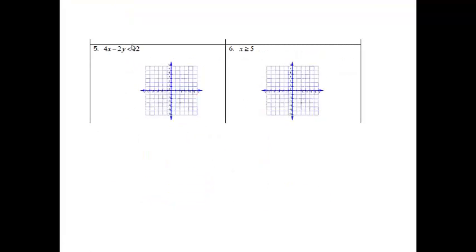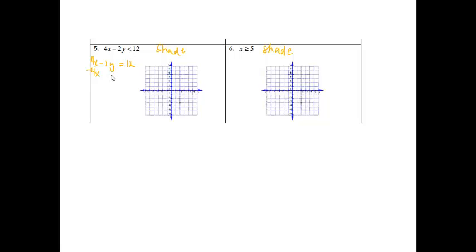Okay, problem 5, 4x minus 2y is less than 12. I will put on this one that we're going to shade because there's a less than sign. And same thing on number 6, we're going to shade because there's a less than sign. 4x minus 2y is less than 12. We do need to make it say y equals in order to graph this one. So I'm going to write 4x minus 2y equals 12. I really don't care that it says less than right now.